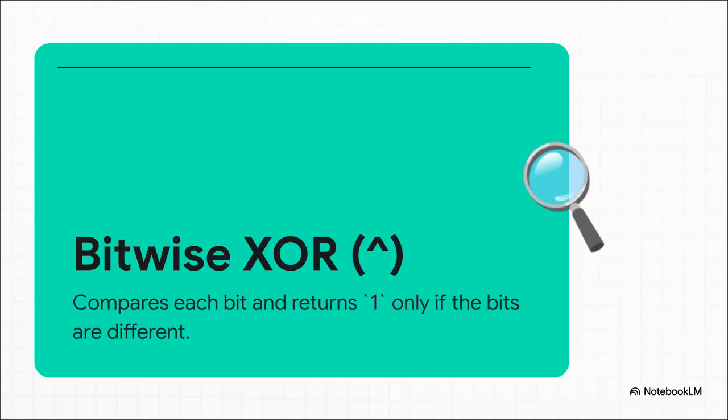And now for XOR, which uses the caret symbol. This one is really unique. It gives you a 1 only if the two bits are different, meaning one is a 1 and the other is a 0. If they're the same, whether they're both zeros or both ones, the result is 0. Just think of it as the one or the other, but not both operator.